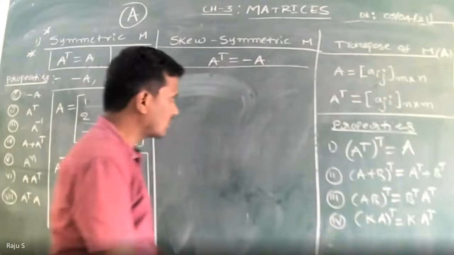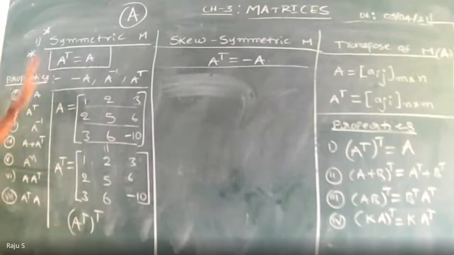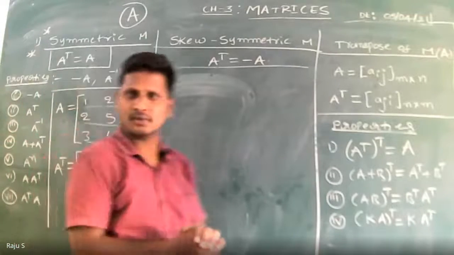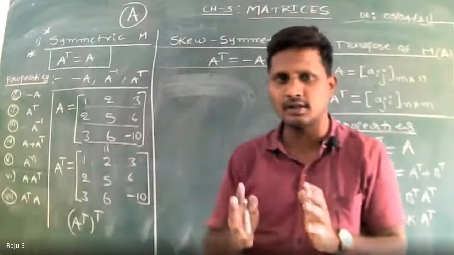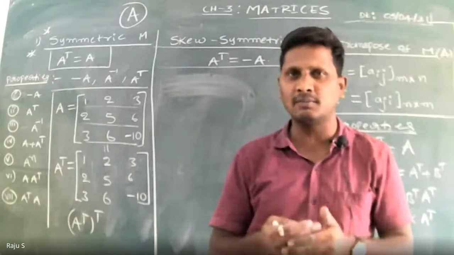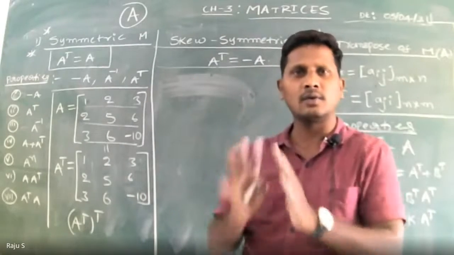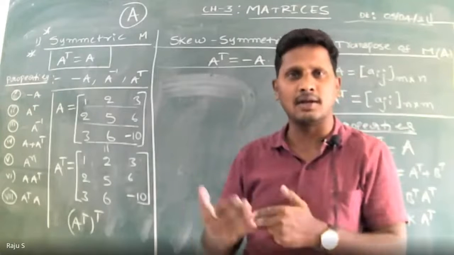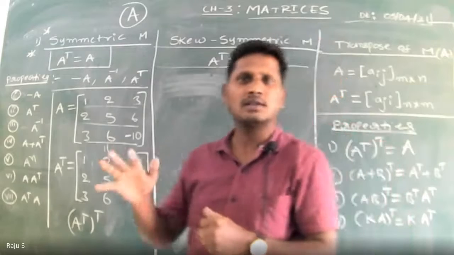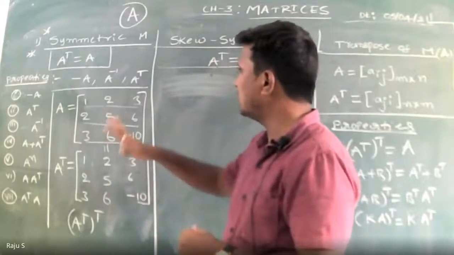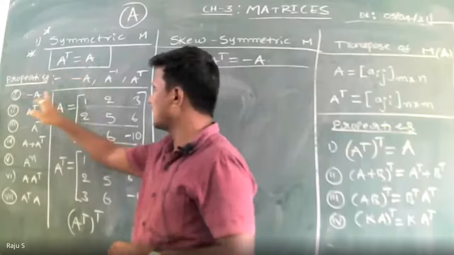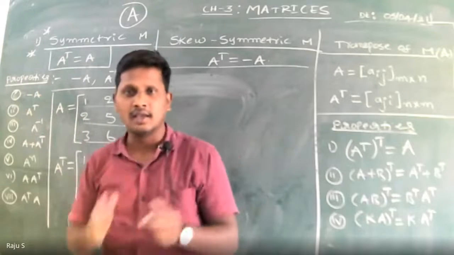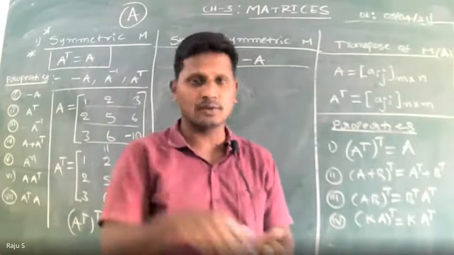Okay, now coming to the properties of symmetry. First you have to remember what symmetry means: A power T is equal to A. Like that, what are the matrices that are symmetric? Simply observe here. The first one is minus A. A is symmetric, so minus A also is symmetric.